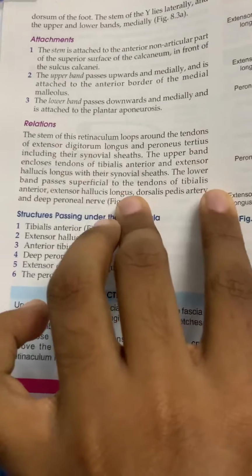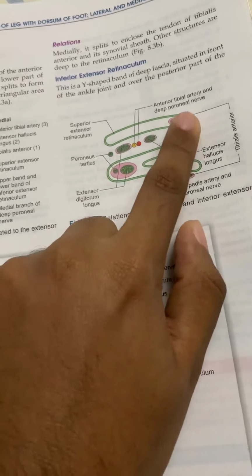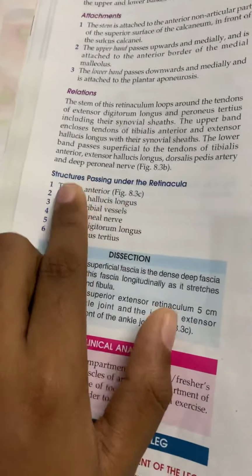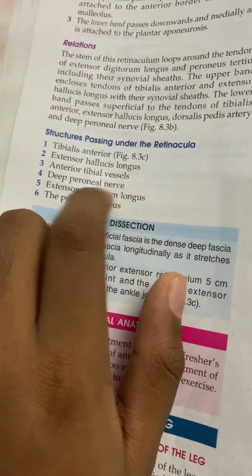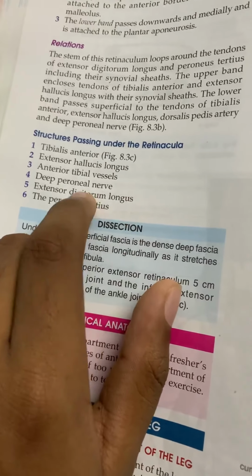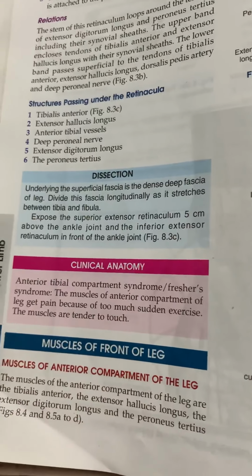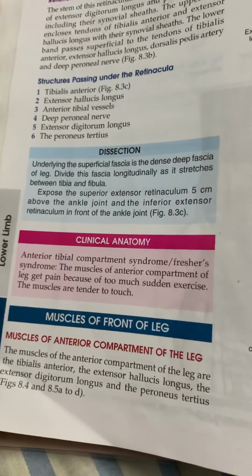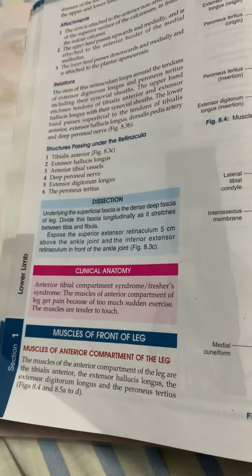And the relations, you can just read them from this diagram. It is easy. Remember it as 1, 1, 2, 1, 2, and the rest of them in the same order, they go like this. And a mnemonic to remember this is: the Himalayas are never plain, are never dry plains. Okay, so these are the structures. Clinical anatomy is the anterior tibial compartment syndrome, in which when there is too much exercise, muscles of the anterior compartment, they get pain. Okay, and the muscles are tender to touch.